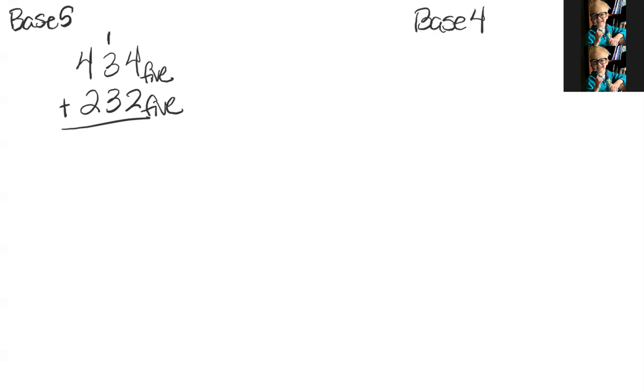So again, think of numbers that would require us to regroup, right? We need to add up to 5, but we only have the numbers 0 through 4. So we need 4, 3, 4 in base 5 plus 2, 3, 2. How's that in base 5? Because look, 4 plus 2, I know is 6. So what is 6 in base 5? That's one whole group of 5 and one extra.